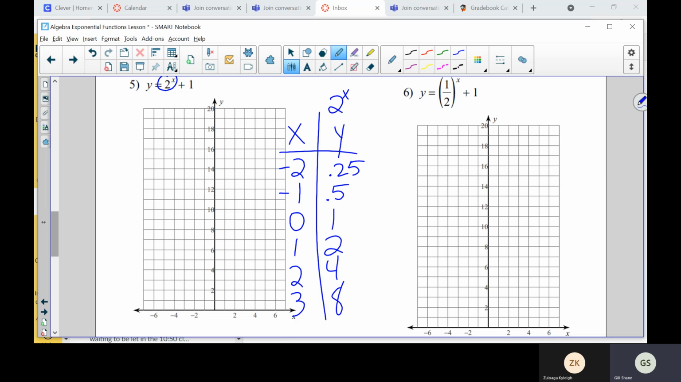And you could also just remember the pattern thing should work. 1 times 2 is 2. 2 times 2 is 4. 4 times 2 is 8. Multiply by the same number every time. That's the definition of an exponential function. So now I have my points.